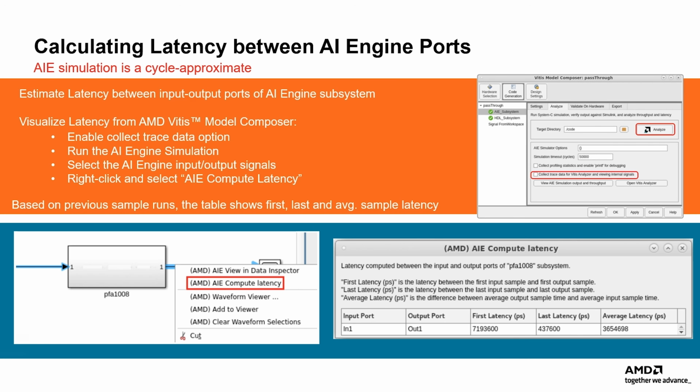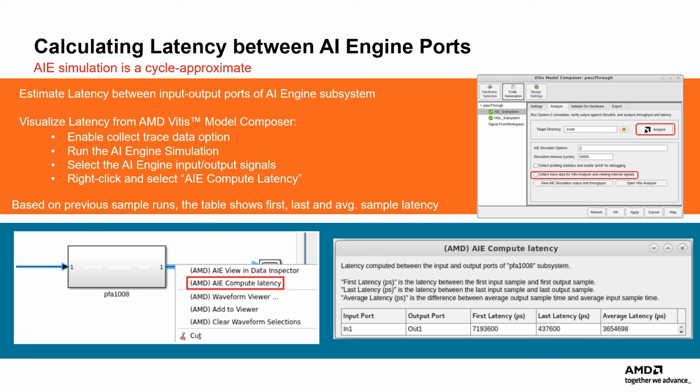This latency calculation can be displayed in Vitis Model Composer. To achieve this, run AIE simulation from the Analyze tab of the Model Composer hub block with the Collect Trace Data for Vitis Analyzer option enabled. On the Simulink canvas, one input to the AI Engine subsystem and one output from the AI Engine subsystem must be selected. You can also select multiple signals on the canvas.